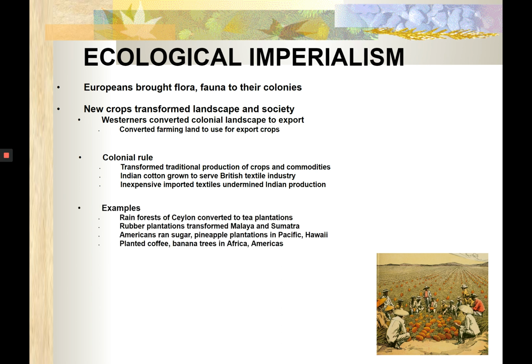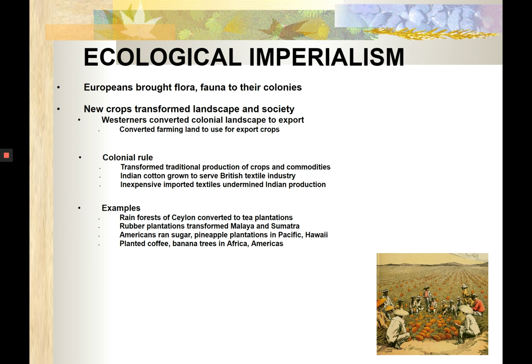And so some other examples of this, the rainforest of Ceylon are going to be cleared out. And most of Ceylon, which is modern day Sri Lanka, is going to be converted into tea plantations. And the natives there are going to be used as laborers on those plantations and paid very low wages for their work. Rubber plantations are going to spread to Southeast Asia and parts of the Congo. And again, the natives did not benefit from these raw materials. All of these raw materials were going back to Europe.